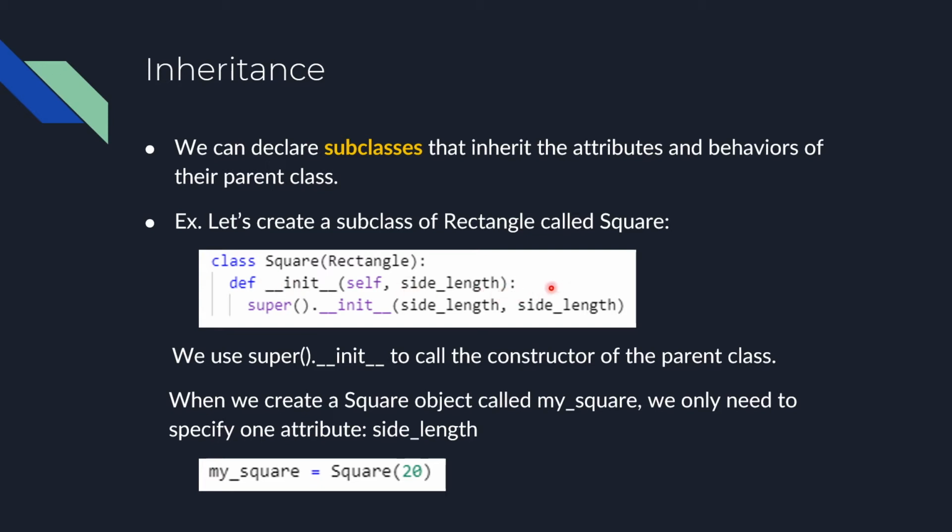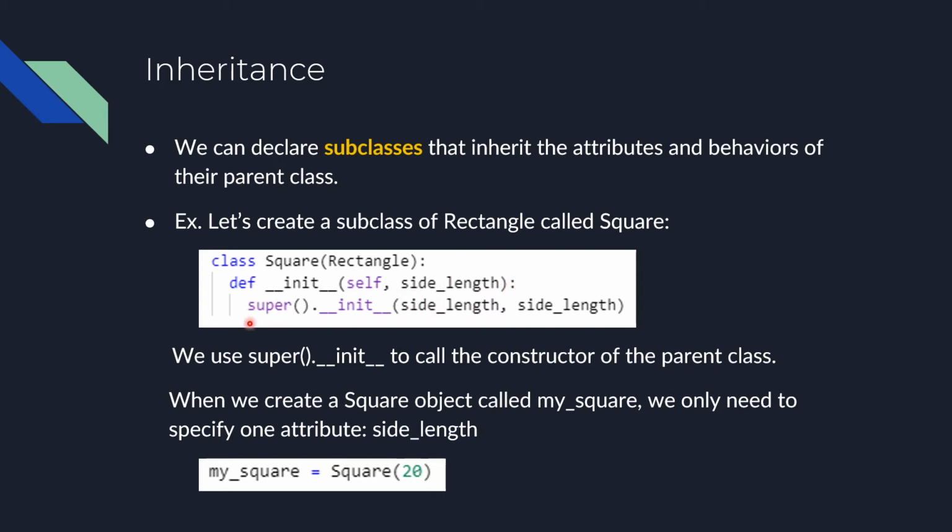And the difference between squares and rectangles, right, is that squares have all sides the same length. So we don't need different arguments for width and height. We just need one argument, side length. And width and height will both be equal to side length.